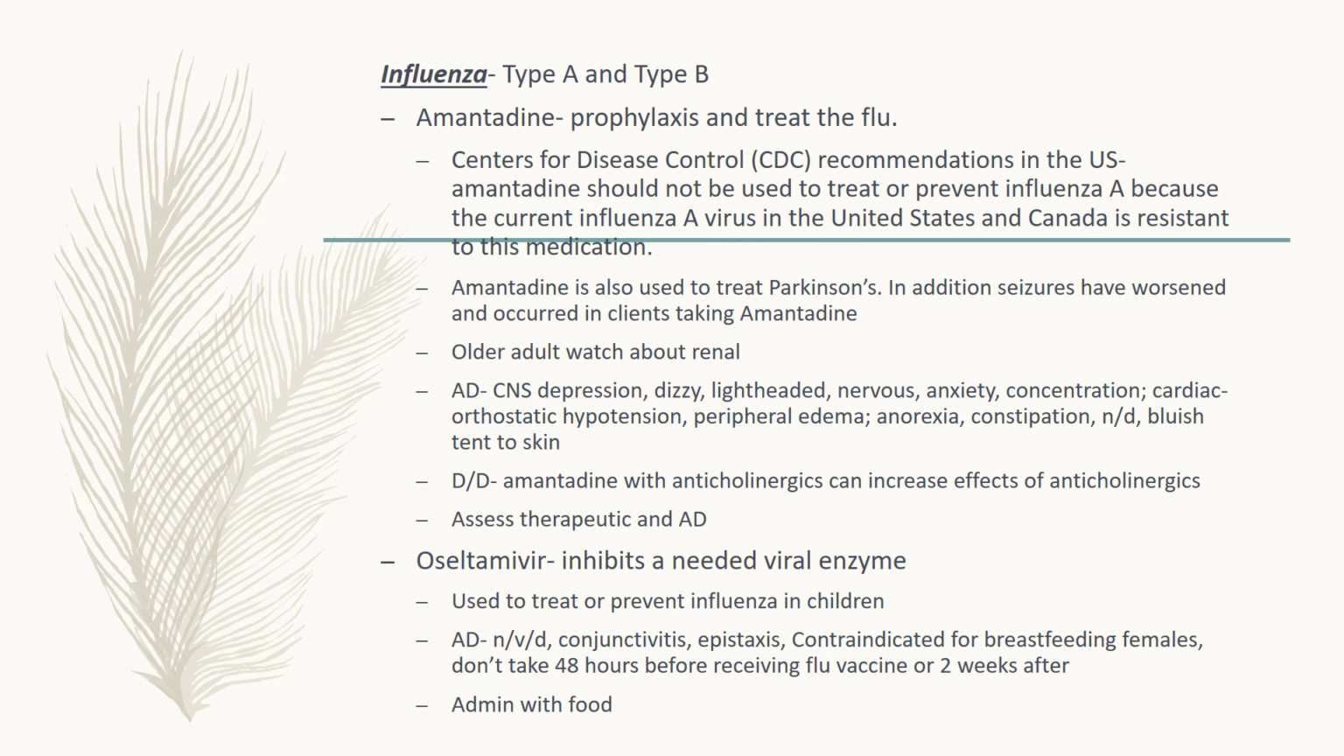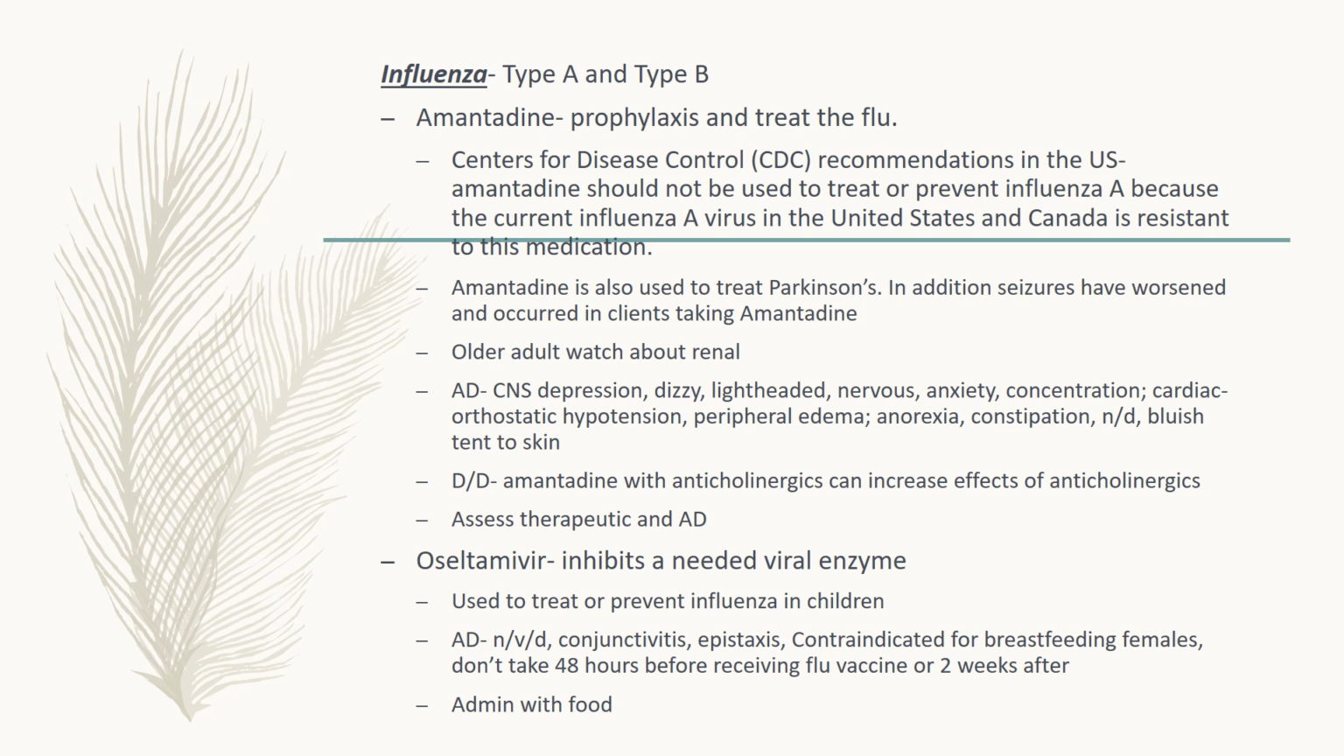Now, influenza type A and B, we have amantadine as one of the medicines for that, as prophylaxis and to treat the flu. However, in the United States, because of resistance to the medication, it's not used very much. This medicine is used to treat Parkinson's. Older adults, we have to watch for renal issues. We have the adverse drug effects there listed, and drug-drug interactions listed as well.